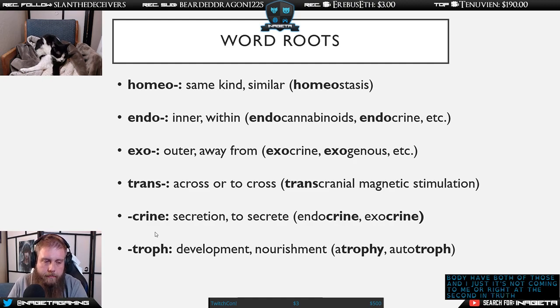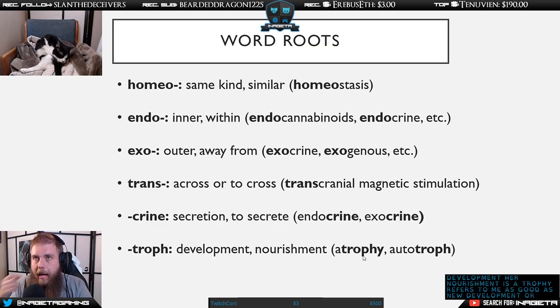And troph refers to development or nourishment. So atrophy refers to basically just no development, or we usually use it in the case of decay, to mean it's gone away, like it's not functioning the way it used to anymore. It's not as built up as it used to be. But it also refers to a lack of development. It just never happened, right?